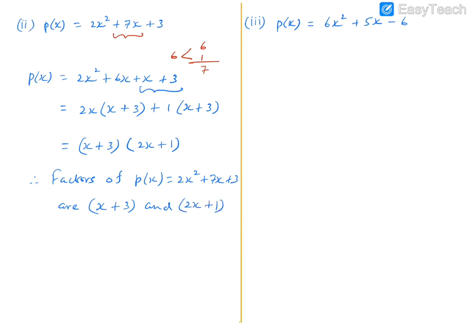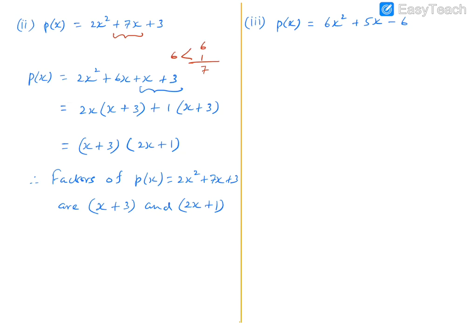And again, if you want to find the zeros of p of x, just equate the factors to 0 and solve for x. If I make x plus 3 equal to 0 and solve for x, we get x equals minus 3. Similarly, 2x plus 1 equated to 0 gives x equals minus 1 over 2. Those will be the zeros of this polynomial, but that is not something we're focusing on here. The factors are x plus 3 and 2x plus 1.